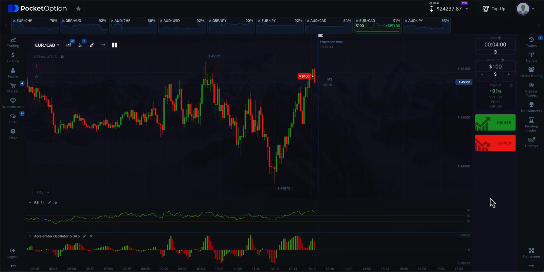And my dears, we are at the final stages of this trade, so I suggest we wait until closure. And here it is. I can fix profits and move on to the second currency pair.